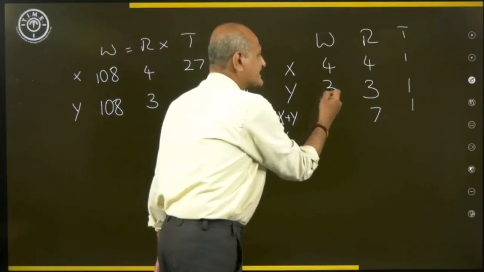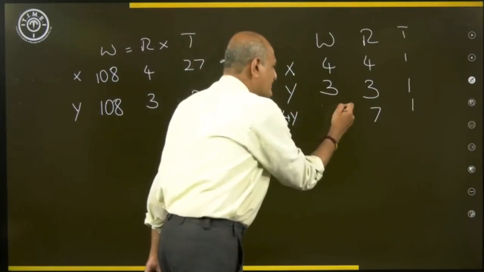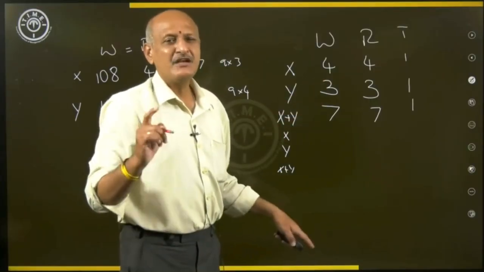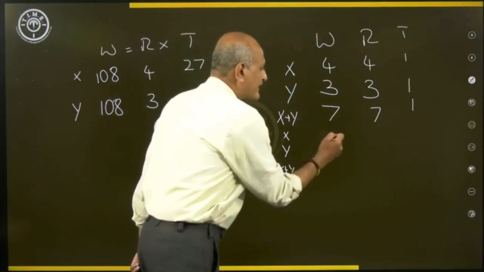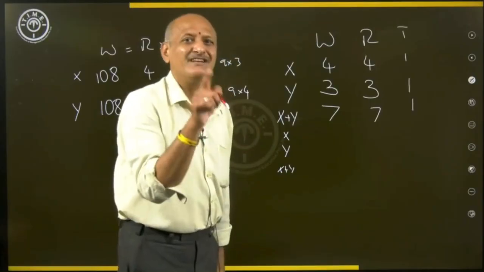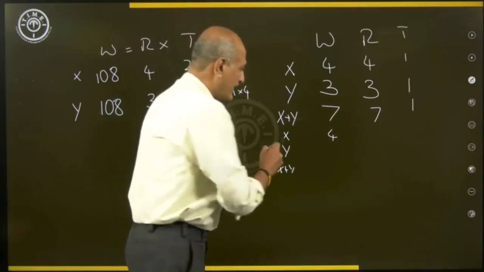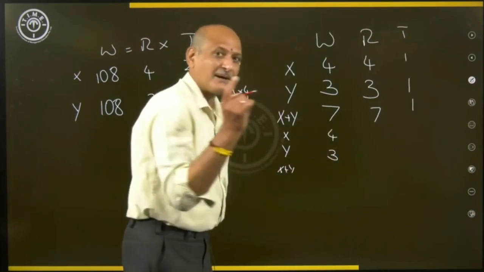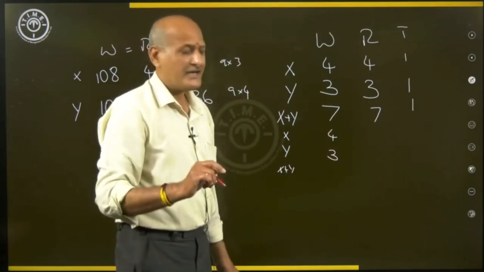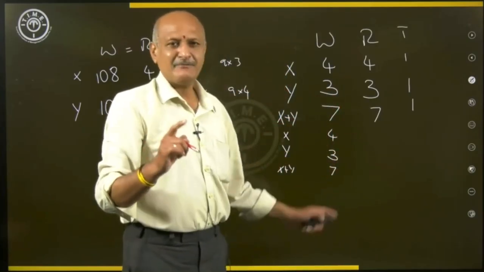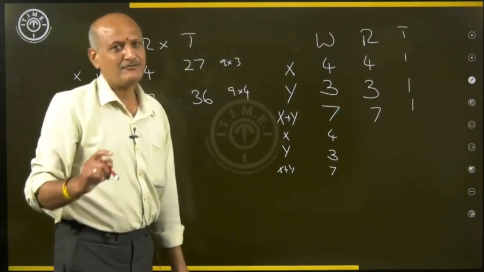3 units of work is completed in the second day. 7 units of the work is completed in the third day. And like this, when the pattern continues, I'm sure you can quickly identify that again in the 4th day, when X alone is working for 1 day here, he would do 4 units amount of work. Next day, 3 units amount of work is completed by Y alone, and next day 7 units of the work is completed by both together working here.